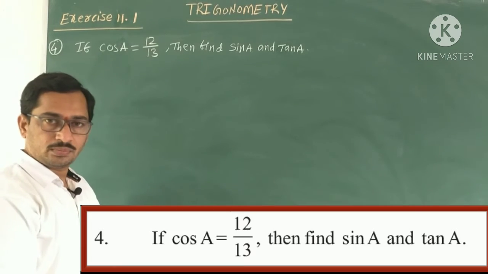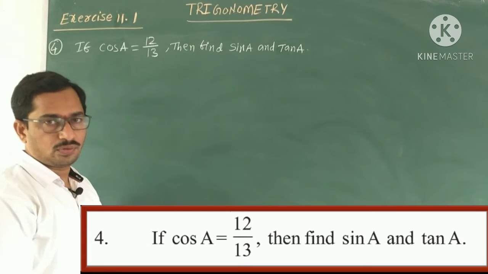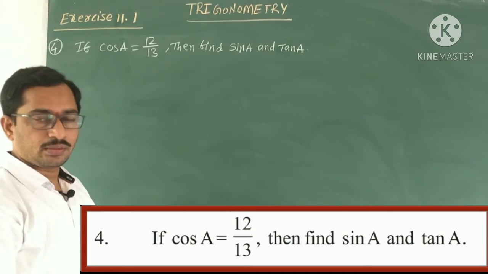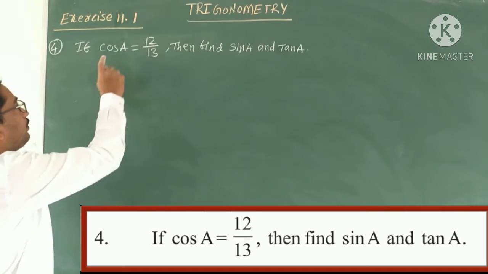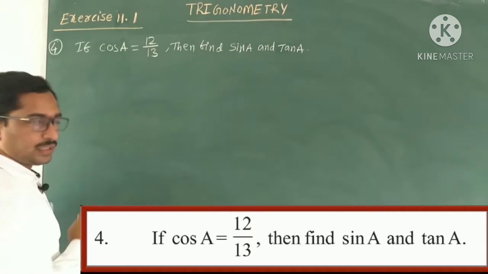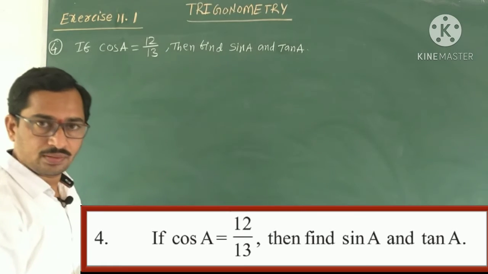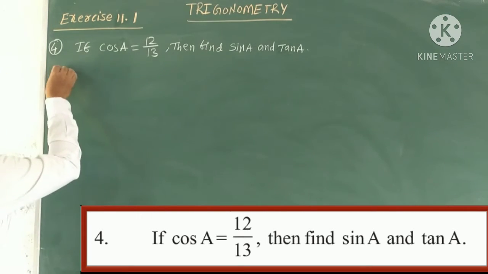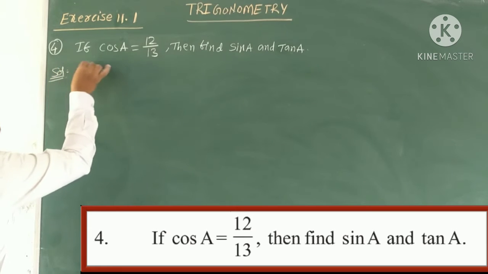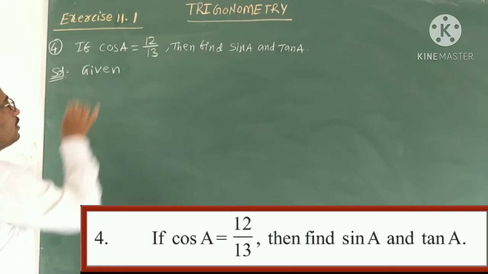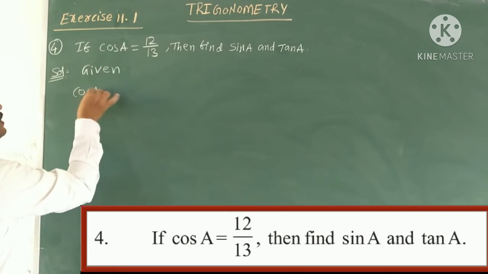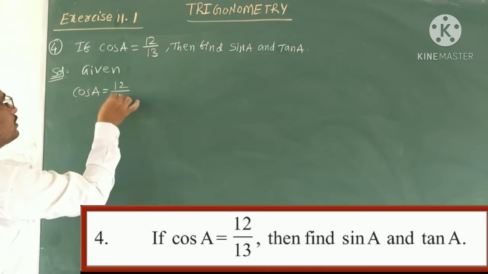Now see the fourth problem, it is important from the exam point of view. The fourth and fifth are the same model, and both are important for the exam. If cos A is given as 12 by 13, then find sin A and tan A. See the solution. Write the given data. Only one value is given, cos A equals 12 by 13.